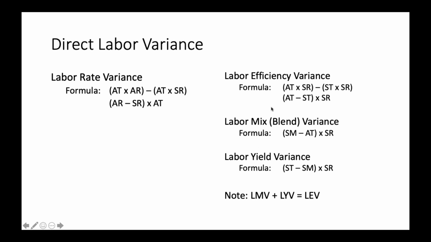Same as materials, it has labor mix variance and labor yield variance. The total of the two, again, is the labor efficiency variance. Journal entry: debit work in process, again, standard time at standard rate. The credit is actual time at the actual rate. The difference between the two: unfavorables are debit, favorables are credited.